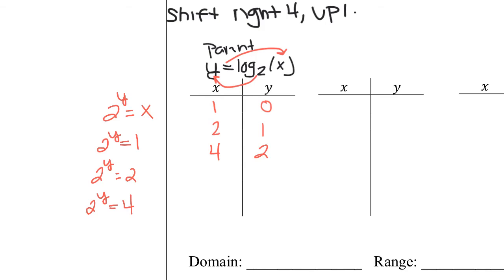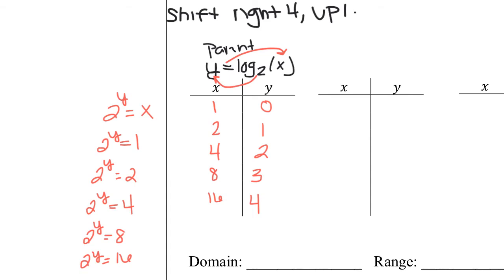Now again, 5 is not logical because no power of 2 will give me a 5. The next logical one would be 8. 2 to the what power gives me 8? Well, that would be 2 to the third. 2 times 2 times 2. Then we can try one more. The next power would be a 16. 2 to the what gives me 16? Well, that would be a power of 4.